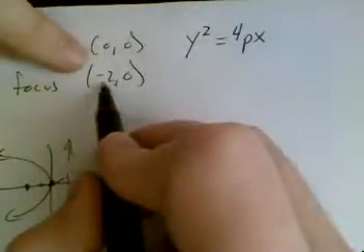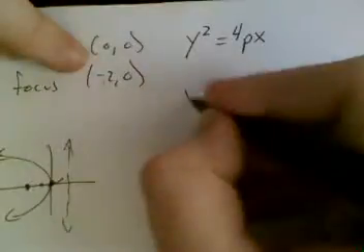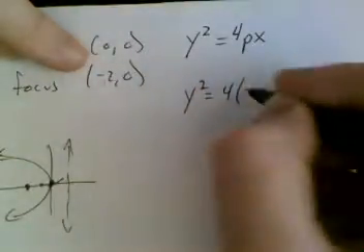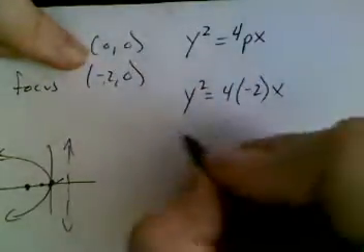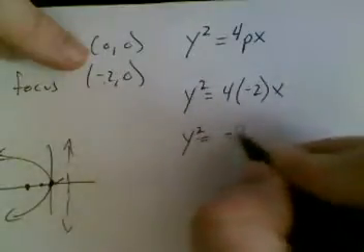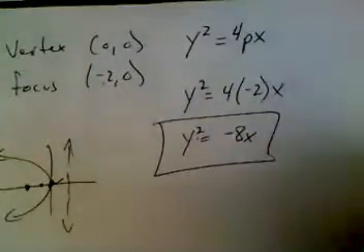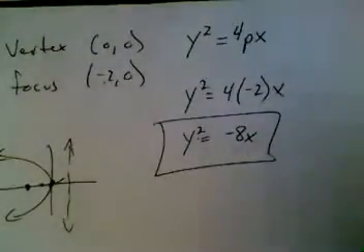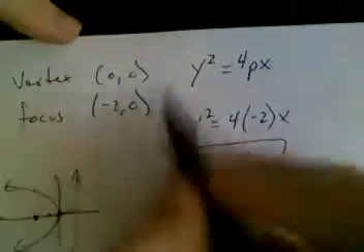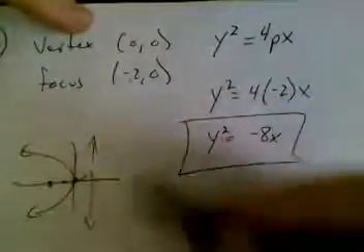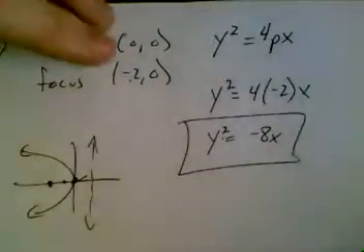Well, p is the value that's inside the focus. So this is y squared is equal to 4 times a negative 2 times x. y squared should be equal to a negative 8x. And this is the equation for the parabola with this information. And again, I always go to the sketch. It makes my life easier.